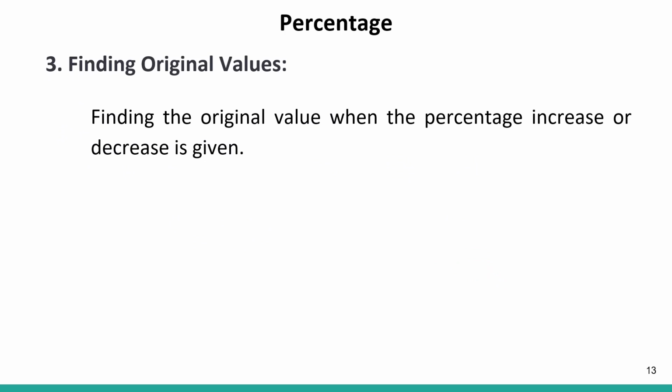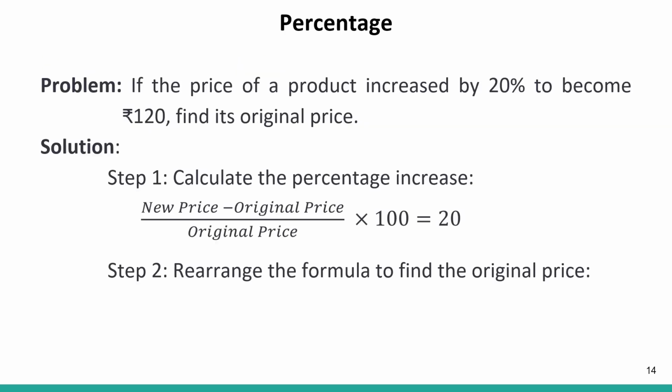Finding the original value. This is the third kind of problem that is asked: finding the original value when the percentage increase or decrease is given. If the price of a product is increased by 20% to become 120 rupees, find its original price. The problem asks that the price of a product is increased by 20%. So originally, let the original price be X.